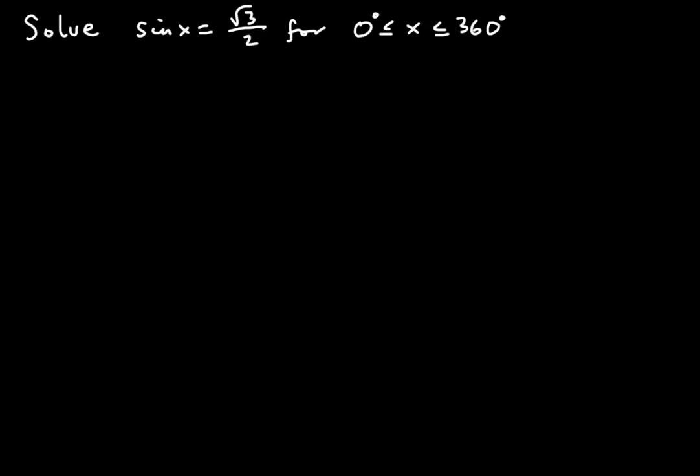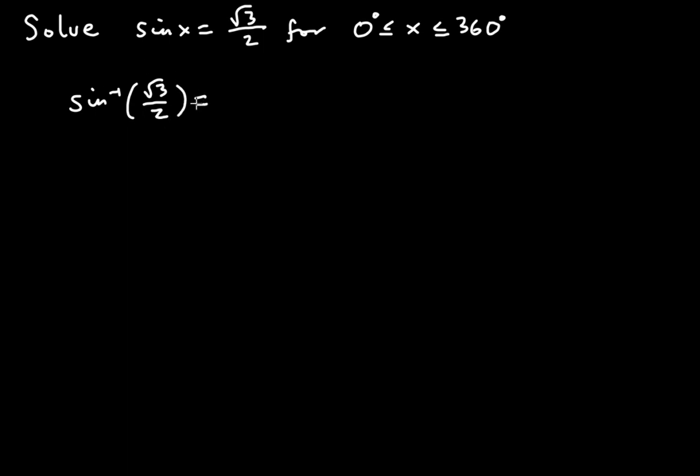In this video we're going to learn how to solve trig equations using cast diagrams. Solve sin x equals root 3 over 2 for x between 0 and 360 degrees. So you start by taking inverse sine of this number. So inverse sine of root 3 over 2.